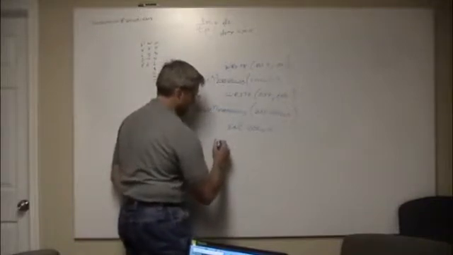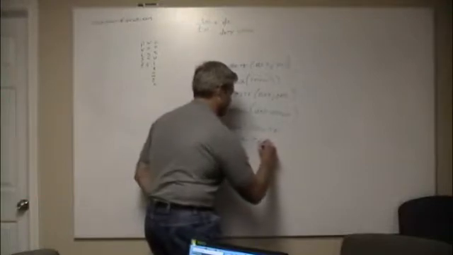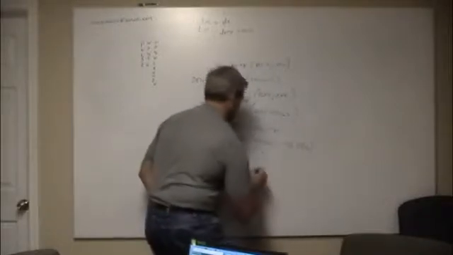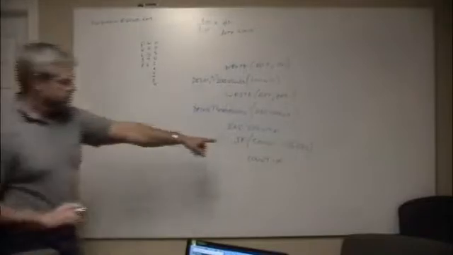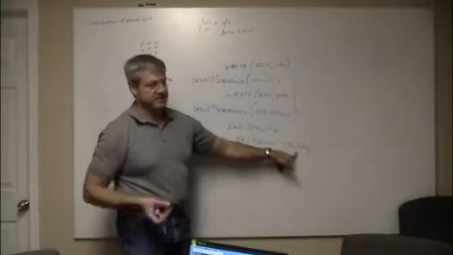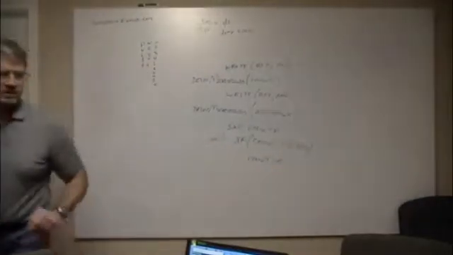And I used 16,380. So increment count, if count greater than 16,380, count equals 0. And so that's 16.5 milliseconds, which is a lot faster than I can see. That's 200 hertz, or a little bit faster than 200 hertz.